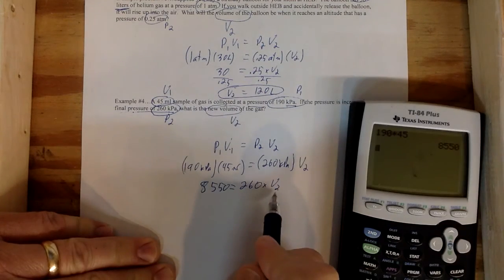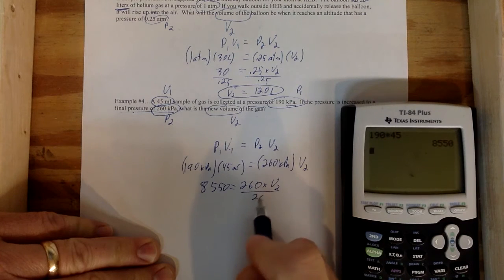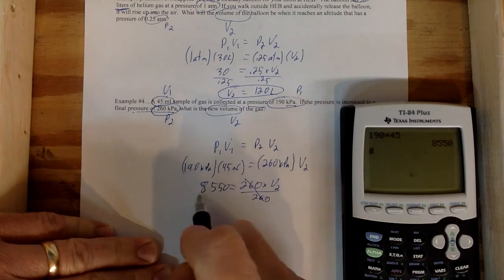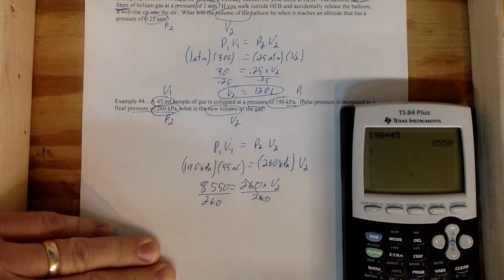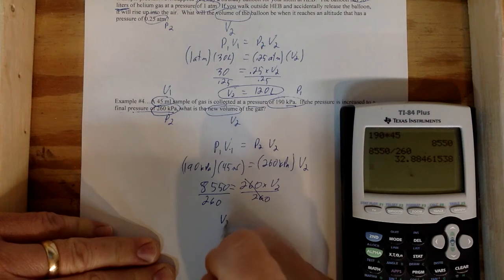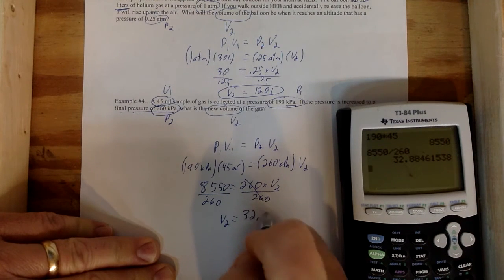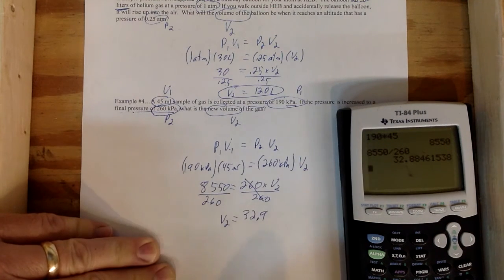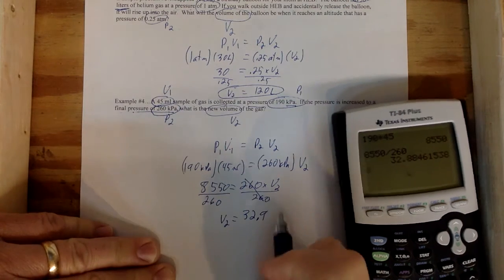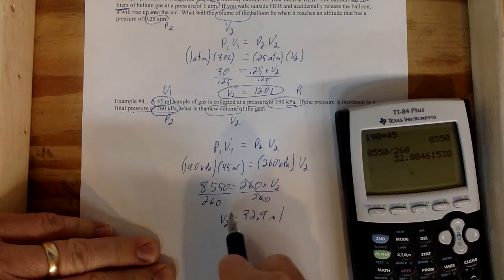How do I isolate V2? I need to divide by 260 to get rid of it. So those cancel out. I'll divide by 260 on the left. And 8550 divided by 260 gives me an answer, if I round it, of approximately 32.9. Now, what did we solve for? We solved for volume. Our volume was measured in milliliters, so this answer is going to be in milliliters.